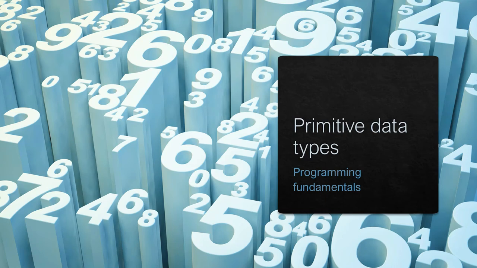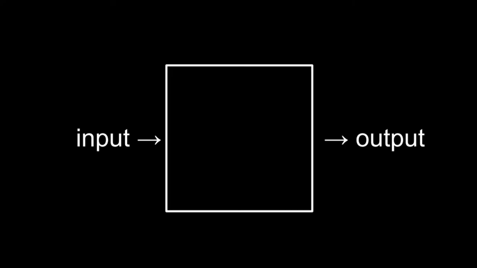In this video we're going to be looking at primitive data types. So when you're writing a computer program, we feed data into the computer and something happens inside the black box that turns the data we fed into the system into some kind of result which we call output.